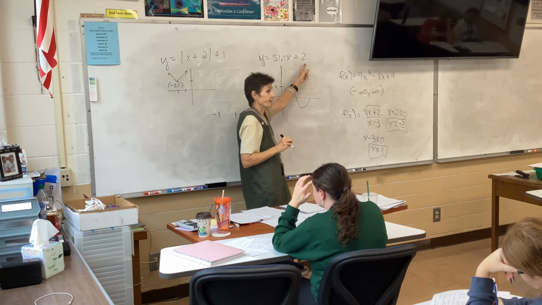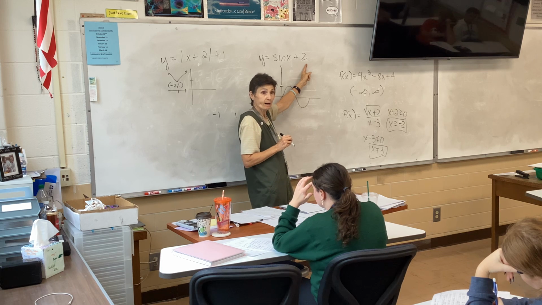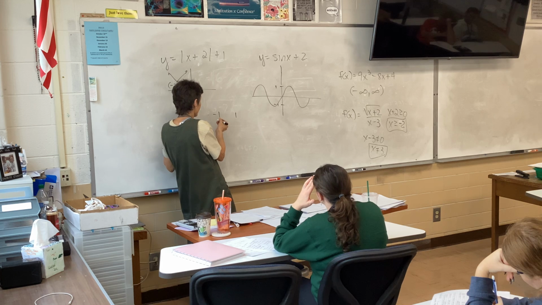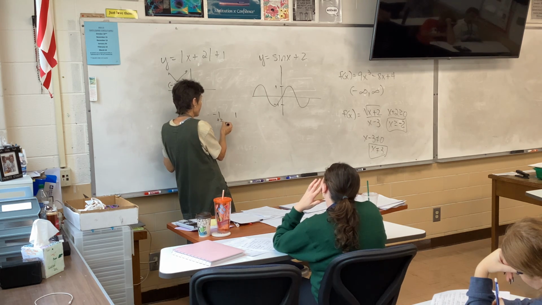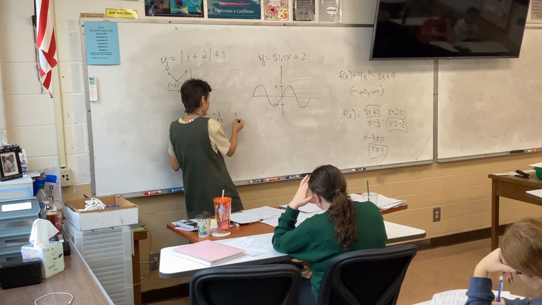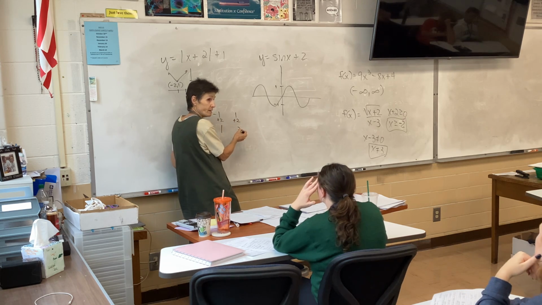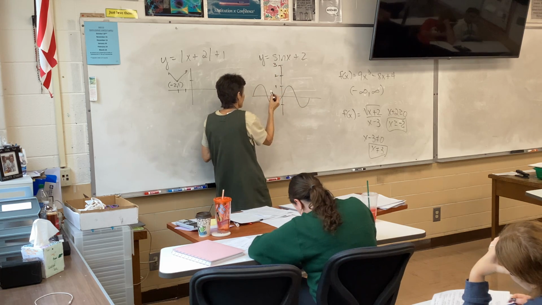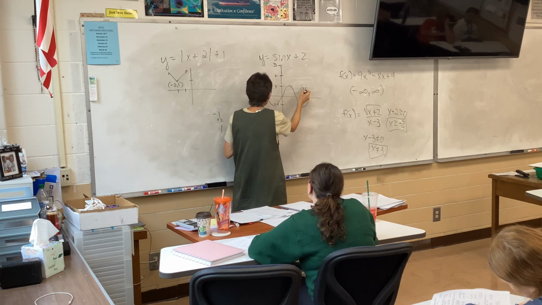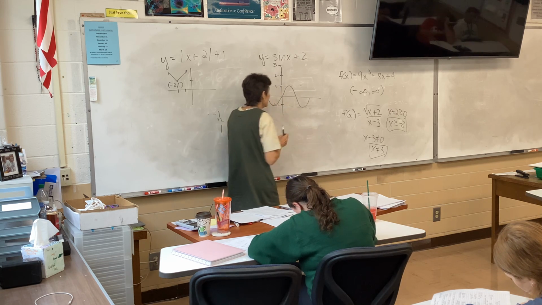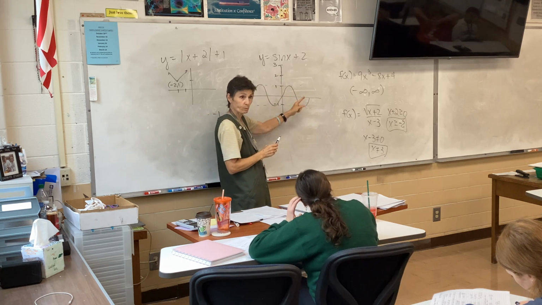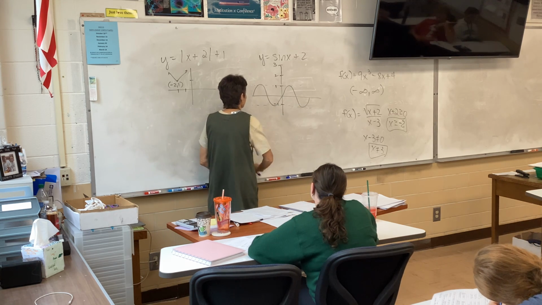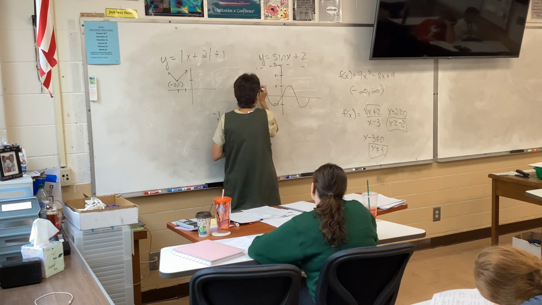What are we doing to it? Moving it up 2. So if we move everything up 2, now it's bouncing back and forth between +1 and 3. So here's 2, here's 3. So think about in the beginning, these aren't asymptotes, I'm just drawing them in. So you can see it bouncing between -1 and 1. Now, it's bouncing between 3 and 1.